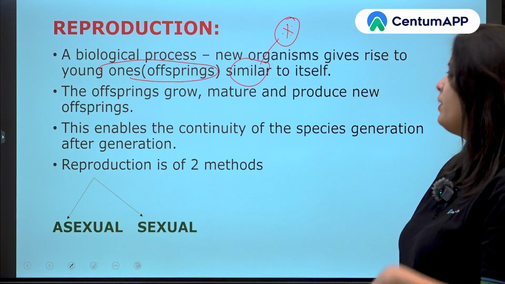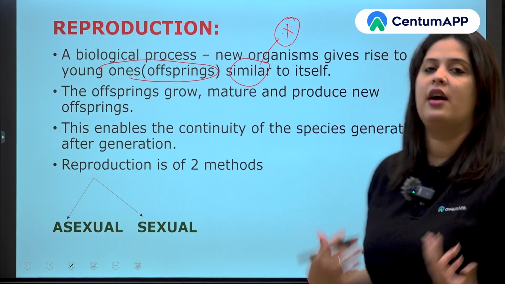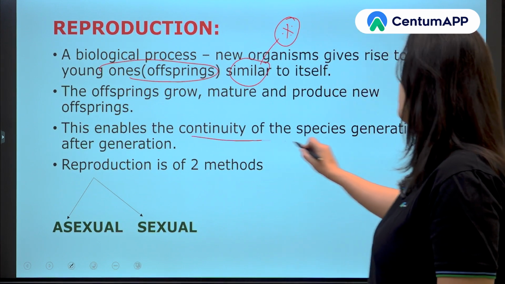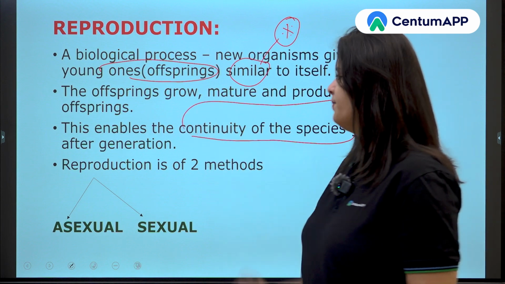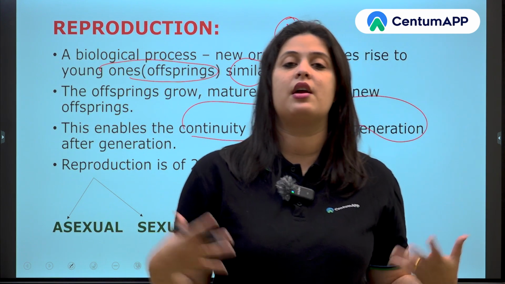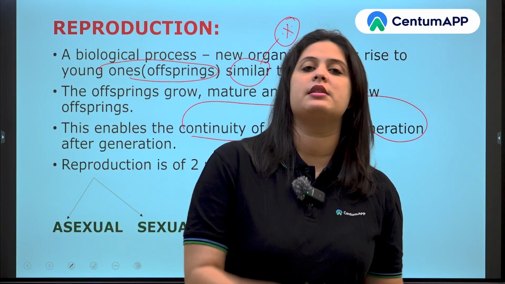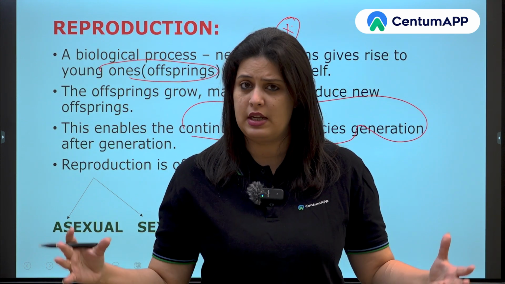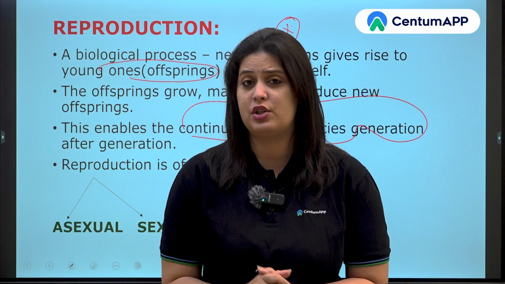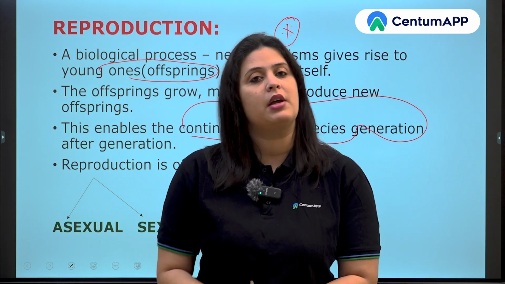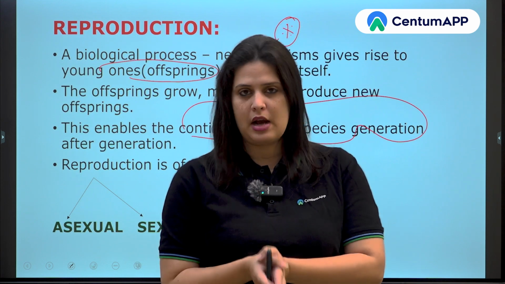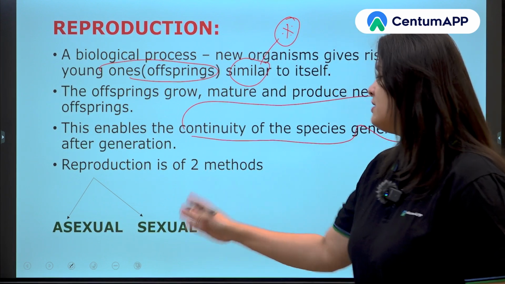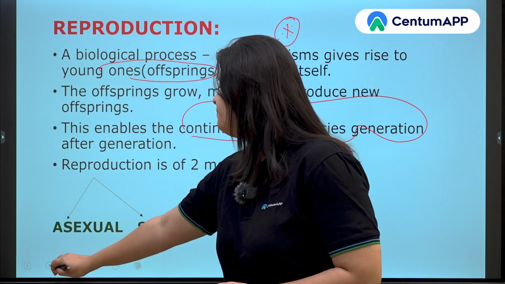The offspring grow, they mature, and they again reproduce new offspring. This enables a continuity of species generation. That is how generation after generation, be it humans, mammals, birds, any kind of organism, the continuity of a species is maintained only because of the process of reproduction. Reproduction has two methods, as I told you: asexual and sexual reproduction.